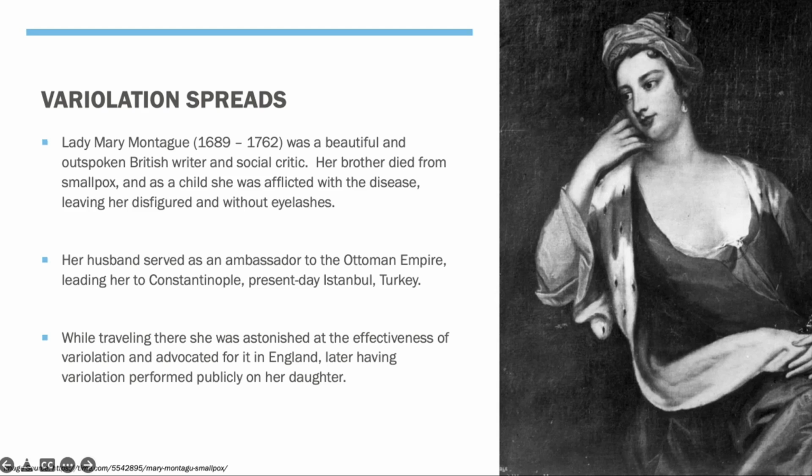also left without eyelashes. Her husband actually served as an ambassador from England to the Ottoman Empire, leading her to Constantinople in what we refer to today as Istanbul, Turkey. And while she was traveling there, she noticed that the people there had this astonishingly clear skin because they were not afflicted with smallpox as heavily, and she began to realize that this was tied to their practice of variolation. And this prompted her to become a big advocate of it. She actually had it performed publicly on her daughter after she returned to England.